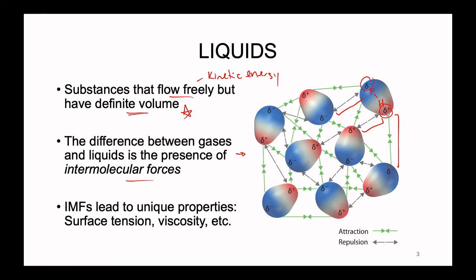And so the balance of the attraction and the repulsion between these polar molecules, these molecules with definite dipole moments, is what leads to the combination of their ability to flow freely due to the repulsions that are actively acting on the molecules, pushing them all around in different directions, as well as the condensed phase, the definite volume, which is the result of the attractions. So gases don't have these attractive and repulsive forces acting on them.